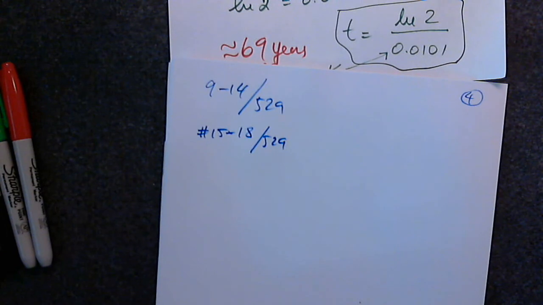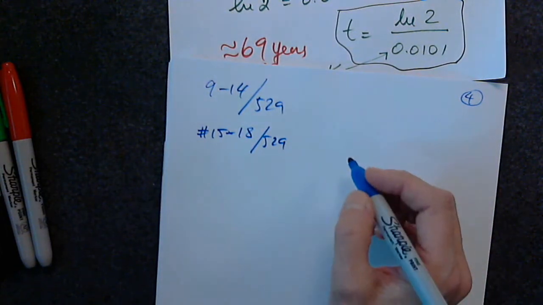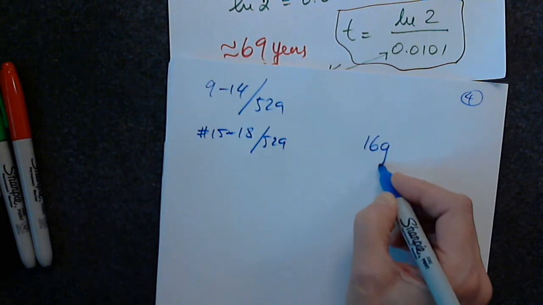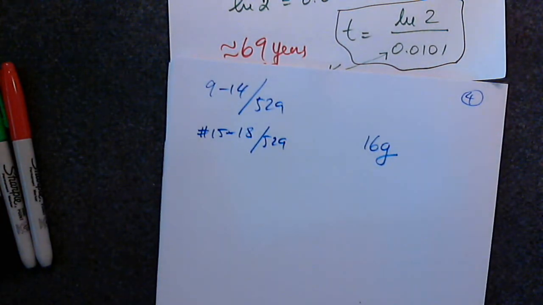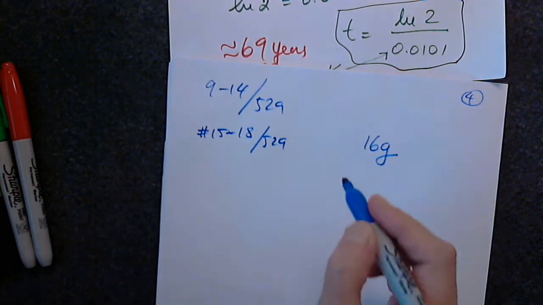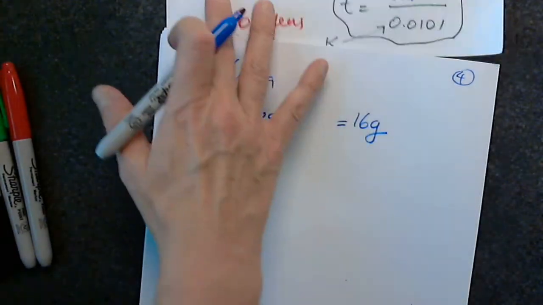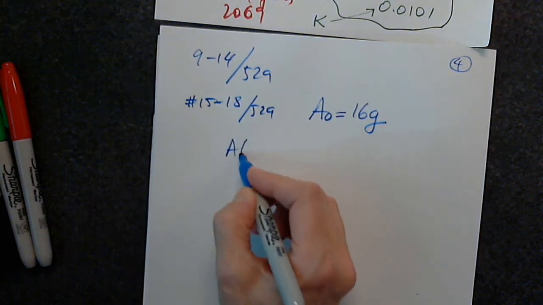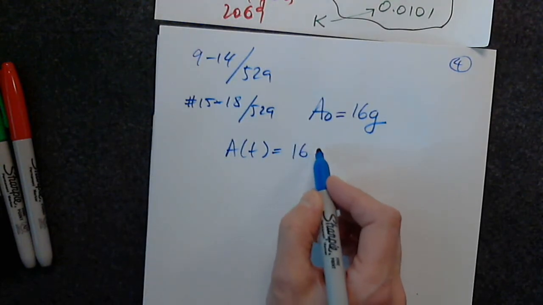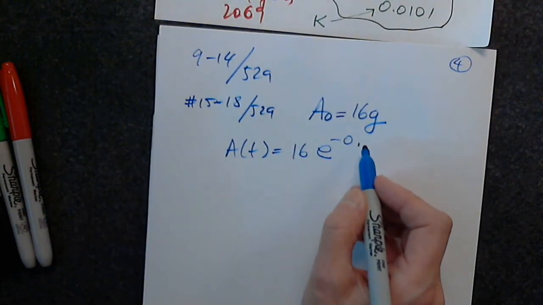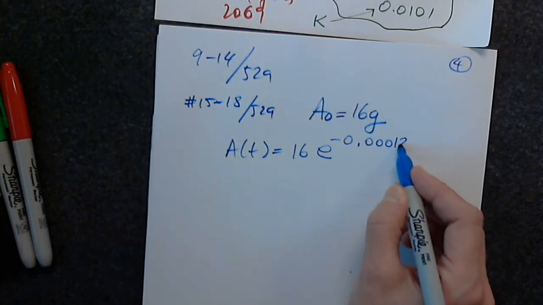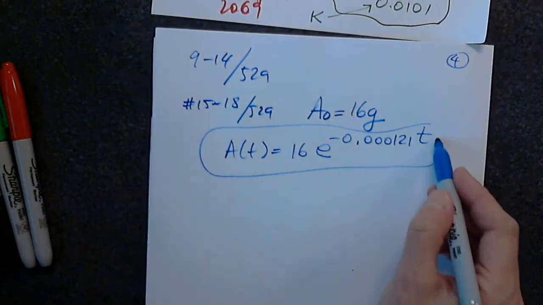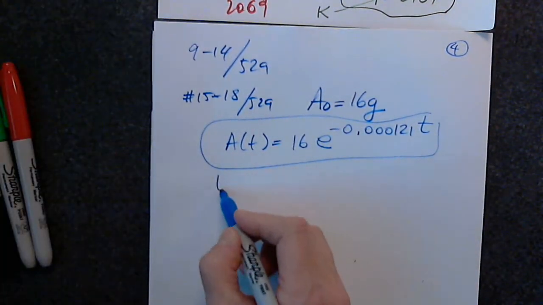Okay, an artifact originally had 16 grams of carbon-14. 16 grams. When we are told originally it had, or the initial population, what will this equal to then? It's the A0, the initial amount, the initial mass. The decay model is A of t equals 16 e to negative 0.30121t. So this is the exponential decay model.